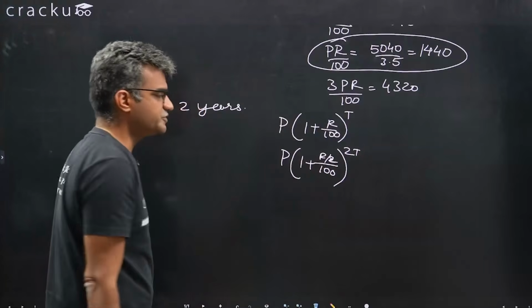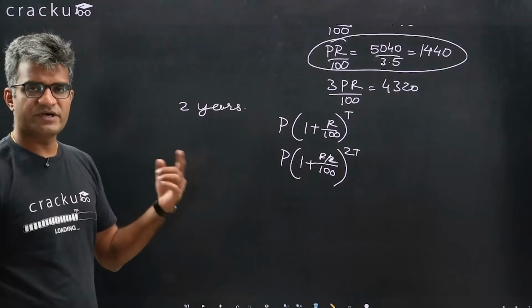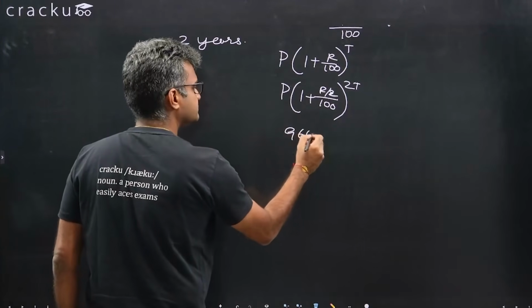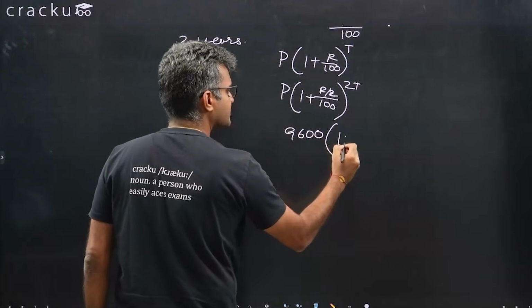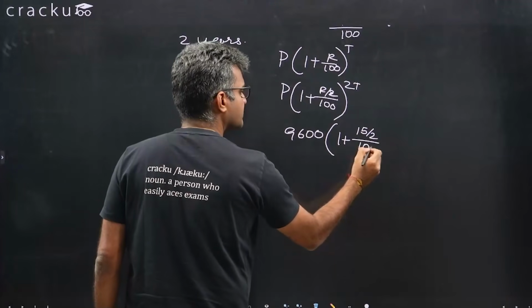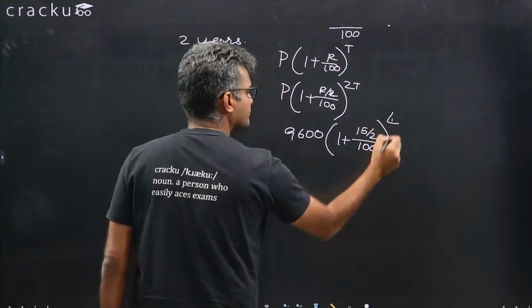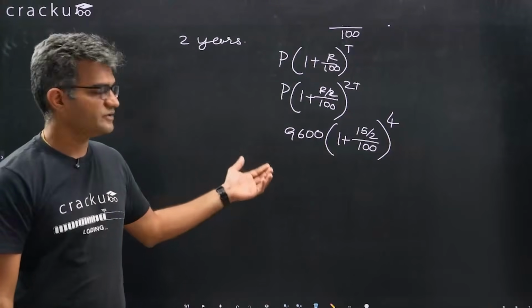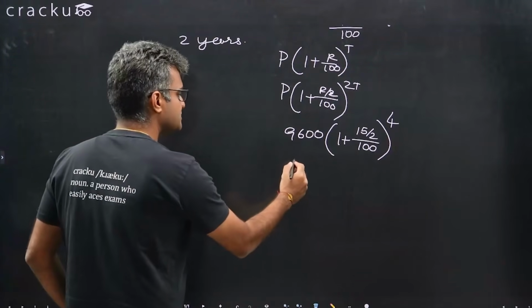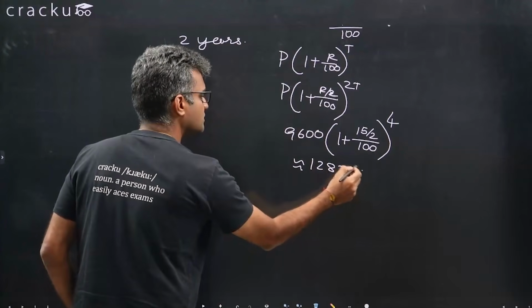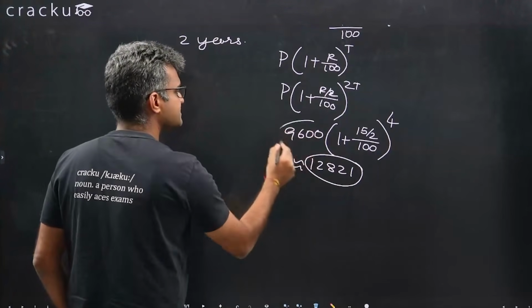This is the formula we should use, because the interest is compounded semi-annually, and this will equal 9,600 into 1 plus 15 by 2 divided by 100 whole to the power 4. There is no easy way to solve it. You have to use your calculator, and you will get this to be close to 12,821. This is the amount, this is the principal.